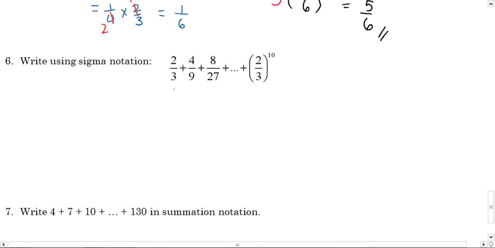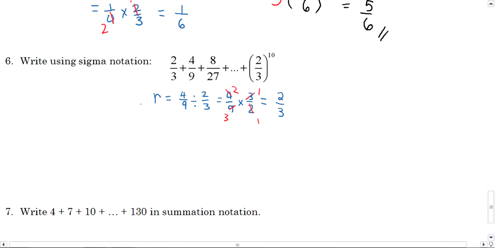Our ratio is equal to the second term, 4 over 9, divided by the first term, 2 over 3. Let's just do this very quickly. Get that, and then get that, and then finally our ratio is 2 over 3. That's definitely our ratio. So let's see if we can do this.